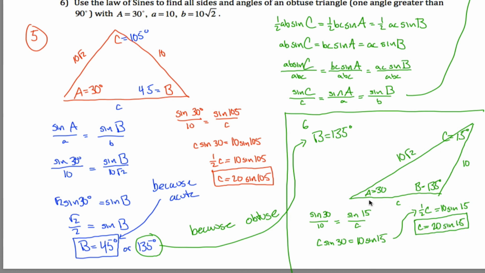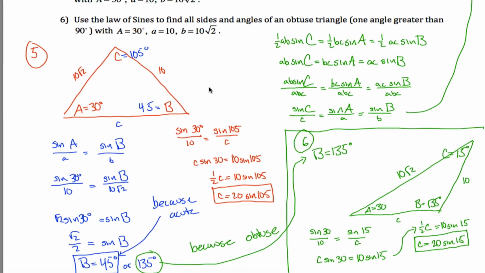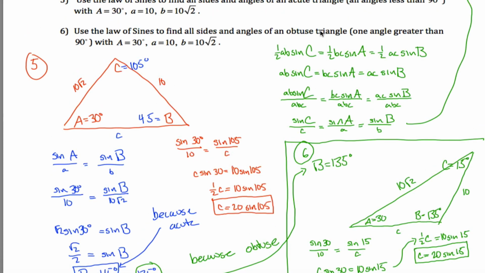Now I got all three sides and all three angles. So this would be my picture right here. And this would be the triangle, the obtuse triangle, that has one angle 30 degrees and two sides 10 and 10 root 2. All right, I guess that's all I got here. I'll end this video.